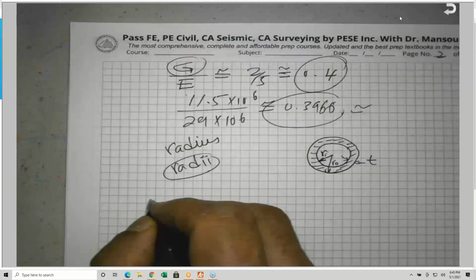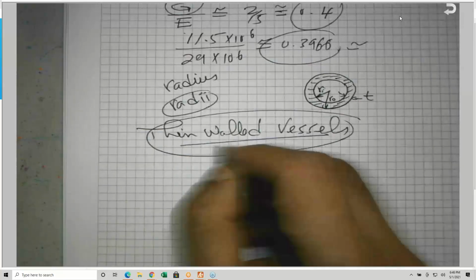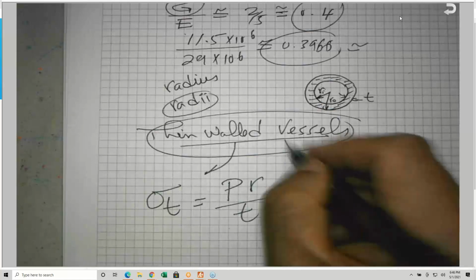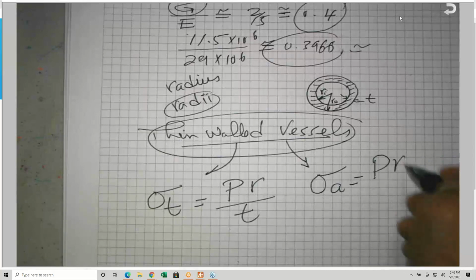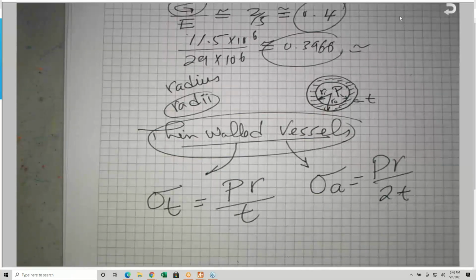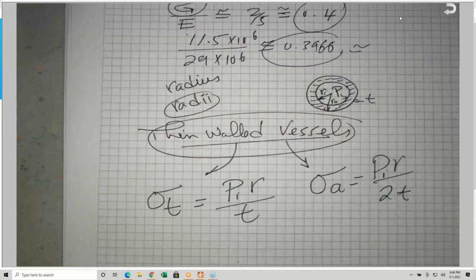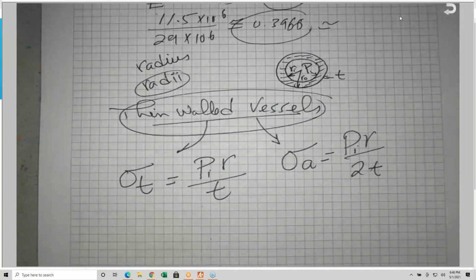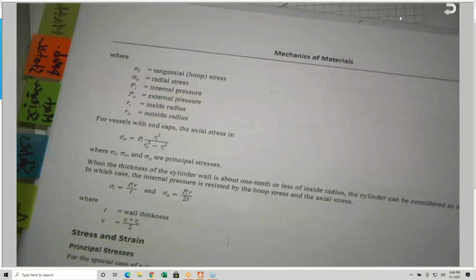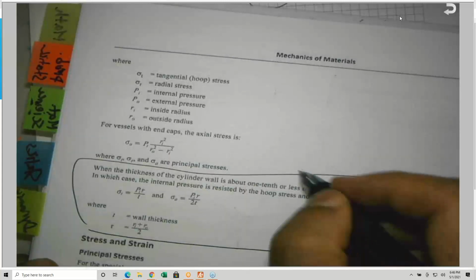So for thin-walled vessels, we have two equations, and I need you to be familiar with this. Sigma tangential, which is PR divided by T, and sigma axial, we said half, so it is PR divided by 2T, where P is the internal pressure. Let me put P sub I. Is this correct? Yeah, P sub I. If I write an equation wrong, please correct me because I'm using my book, but we need to be aware of these equations. They are here on page 132.